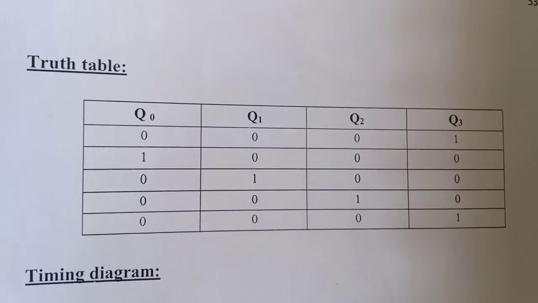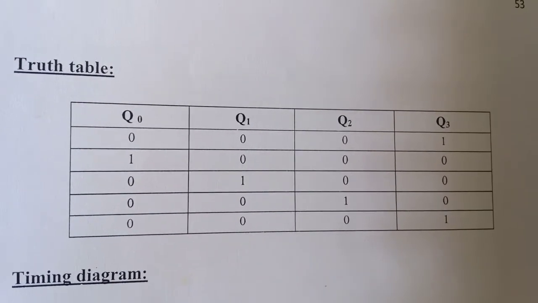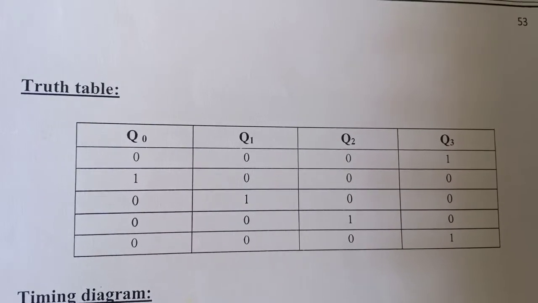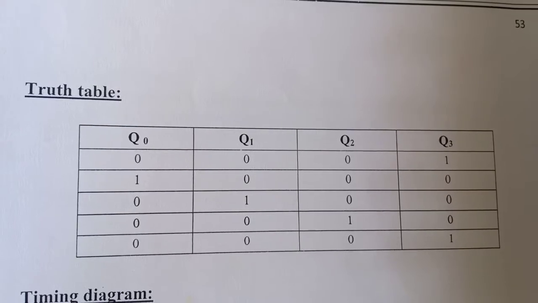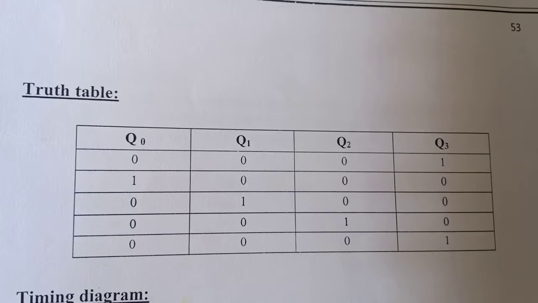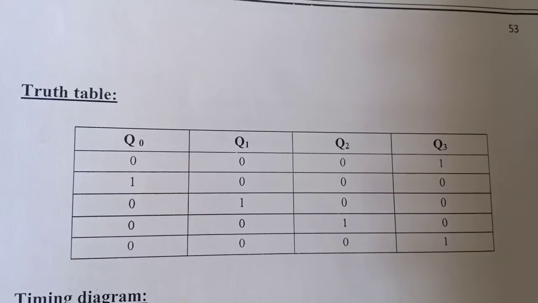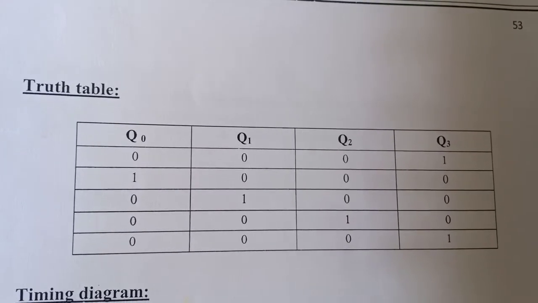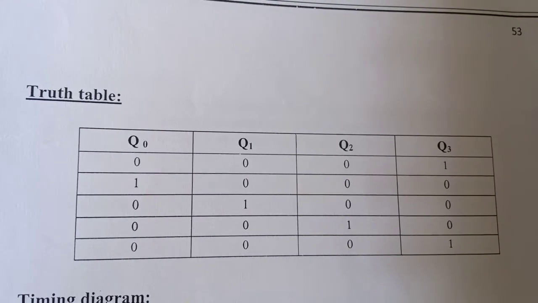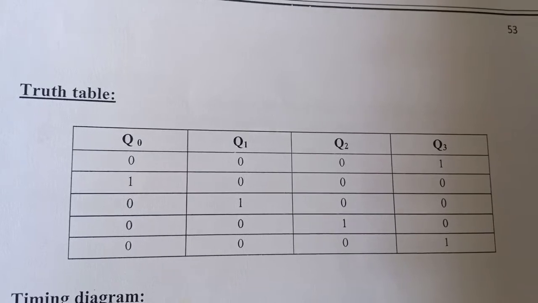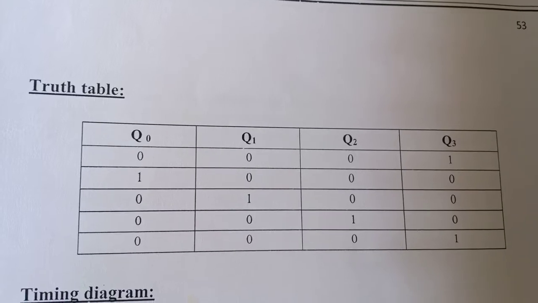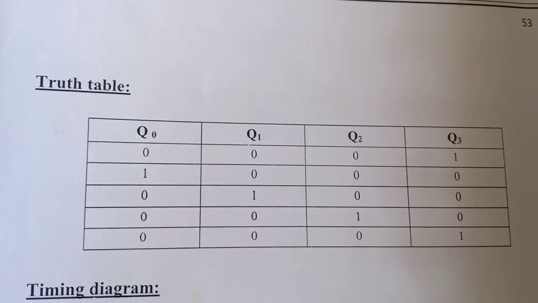This is the truth table for the ring counter for 4 flip-flops. Since we are using 4 flip-flops, this is the truth table for the 4 outputs of those 4 flip-flops. Assume that the initial state of the ring counter is 0001. We are assuming 0001 so that we can observe the shifting of bits properly.